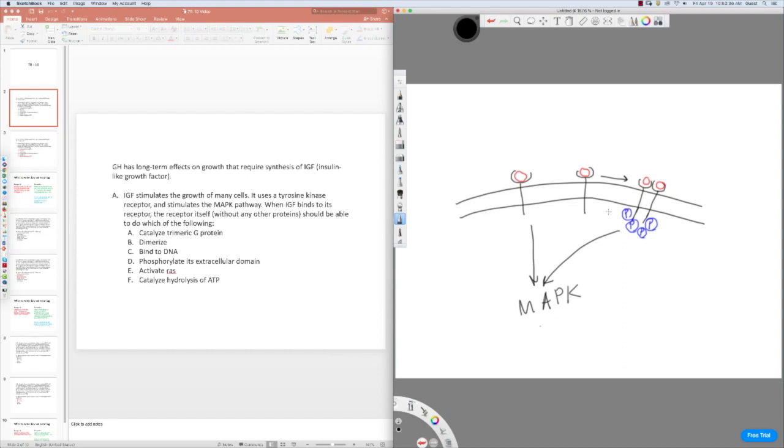Catalyze hydrolysis of ATP. Well, I'm looking at this and I see phosphate groups transferred, but I don't really see ATP in this diagram. And there doesn't seem to be any energy usage, because that's what ATP seems to be used for, right? So I'm a little bit hesitant to choose this as an answer. And since I've already found a good answer in B, I'm going to go with F not being true. Essentially, out of all the options from A to F, I would only choose B. Let's see how I did.